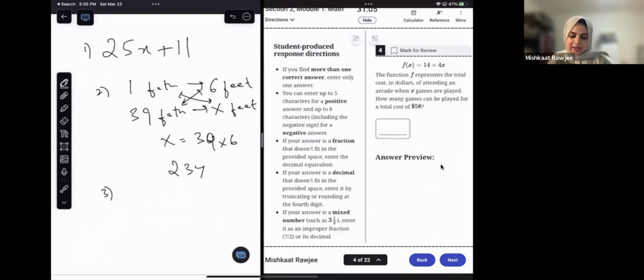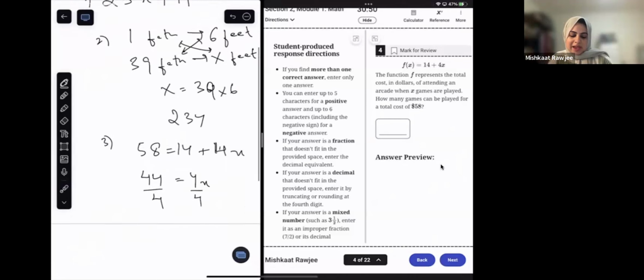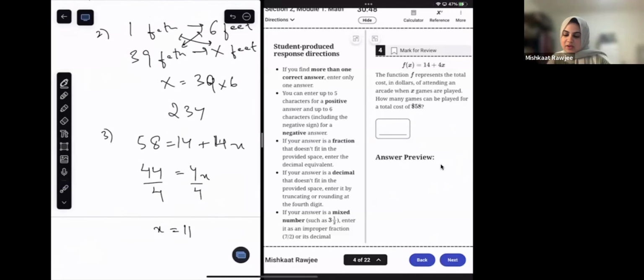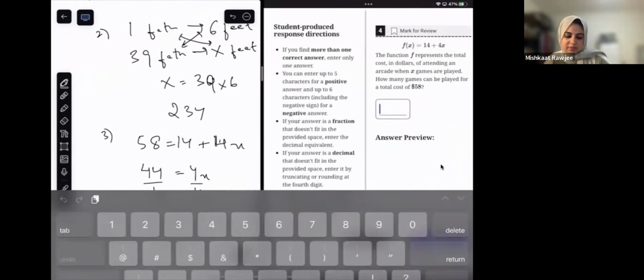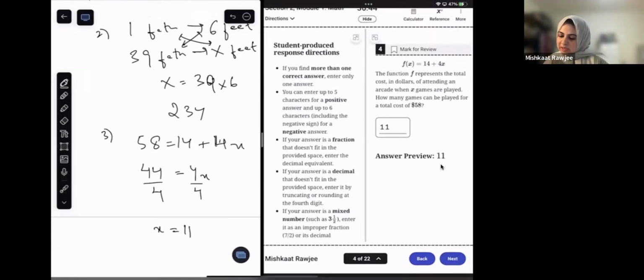So 58 is equal to 14 plus 4X. We subtract 14 on both sides. We get 44 is equal to 4X. Divide by 4 on both sides. We end up with X is equal to 11. So that was number 3. We're just plugging in 11 here and go next.